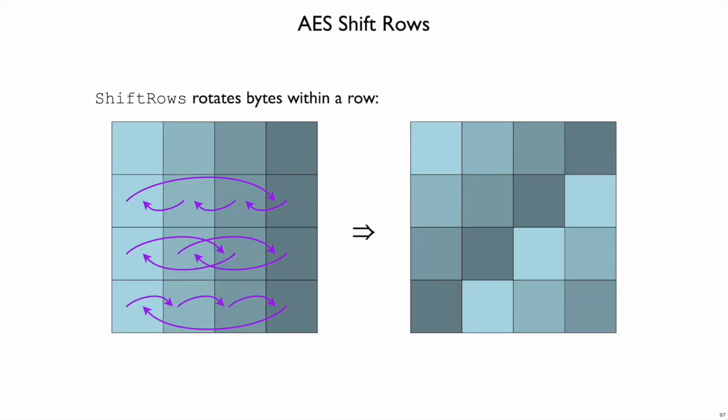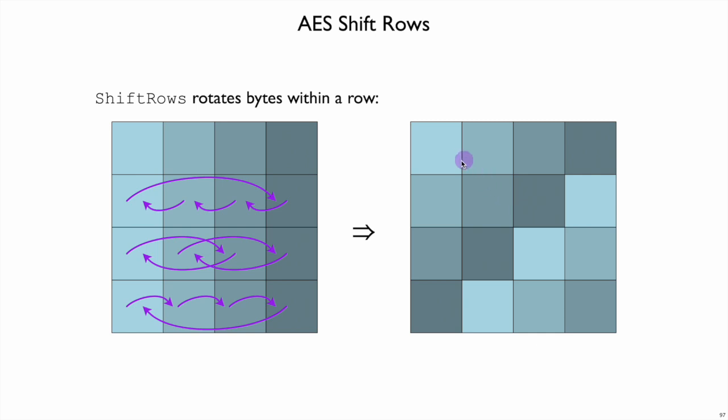The shift rows function rotates each row individually. It actually leaves the first row alone. It moves the second row one step to the left, wrapping around, the third row 2 steps to the left, more equivalently 2 steps to the right, wrapping around, and the last row 1 step to the right with wraparound. So it takes rows that look like this and produces rows that look like this.